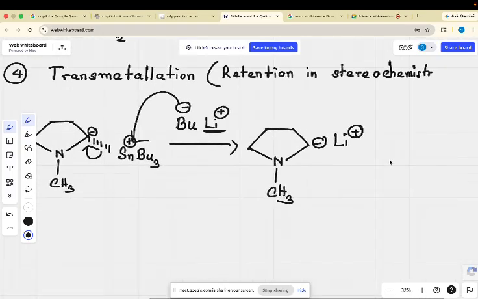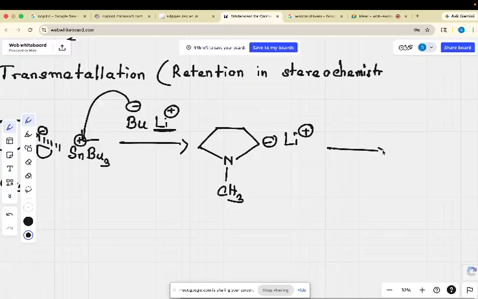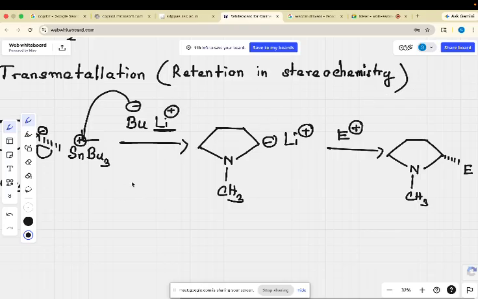Clear? Now suppose you are treating this compound with any electrophile. Electrophile means what? E plus. So this electrophile will approach from the same side, where the tin group was present. That's why we are calling it retention in stereochemistry. Clear? This thing is clear.